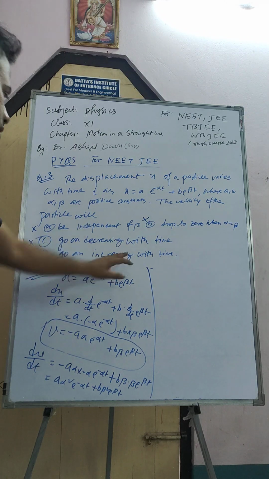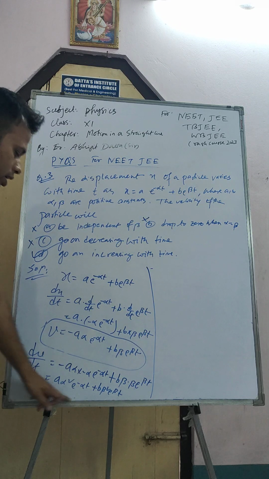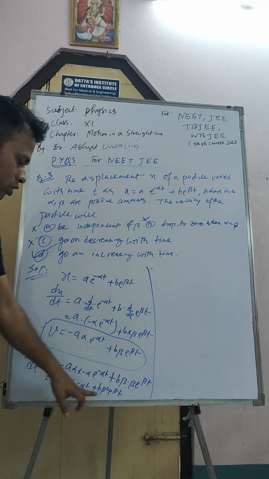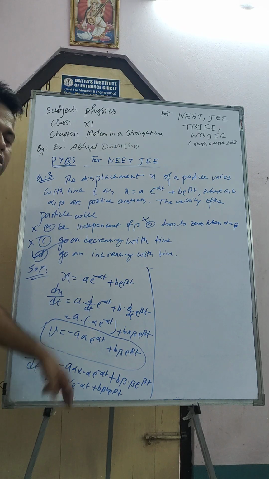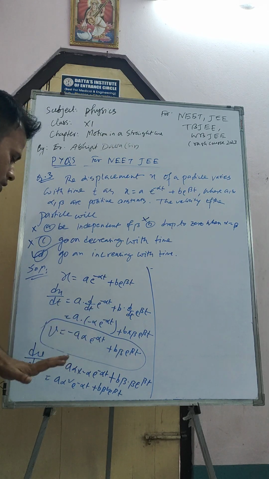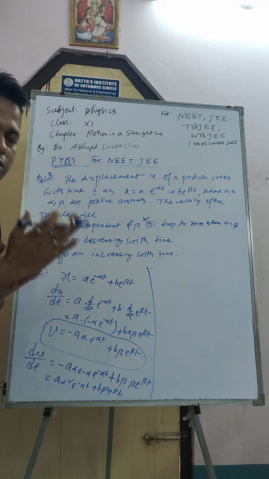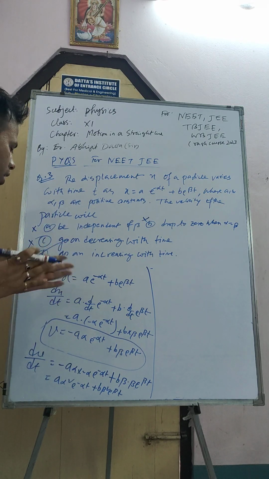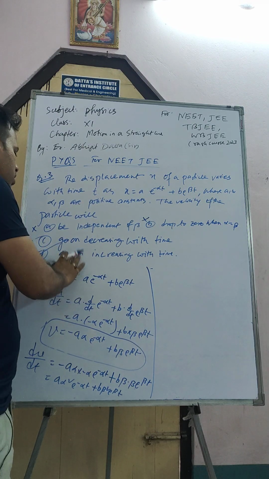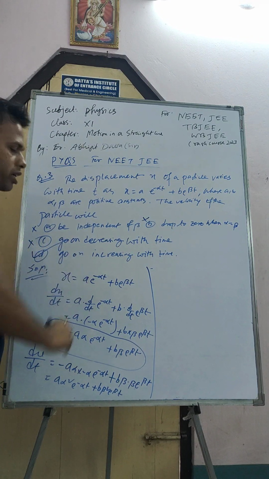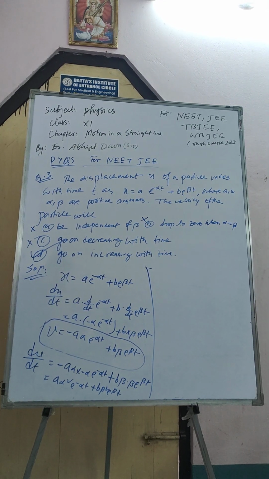Go on increasing with time, yes, because look here, this is a positive term, this is a positive term, and alpha and beta are positive terms, and e to the power something is never negative. Okay, so here alpha square and beta square are there, so all are positive terms, so option D will be the correct option, that is go on increasing with time. This is the correct answer. Okay, so let's move on to the next question.